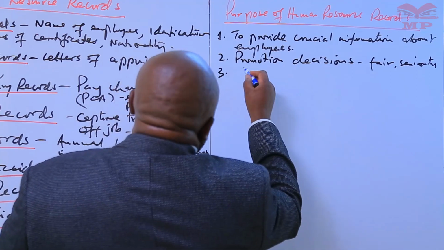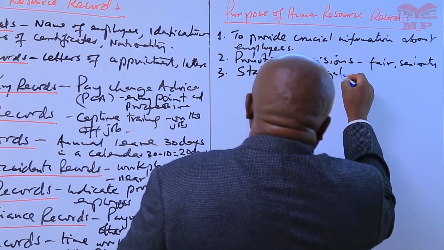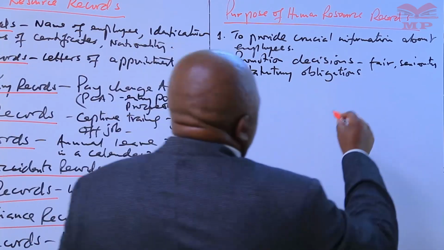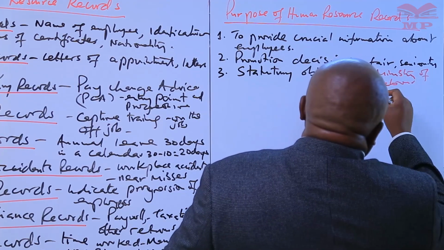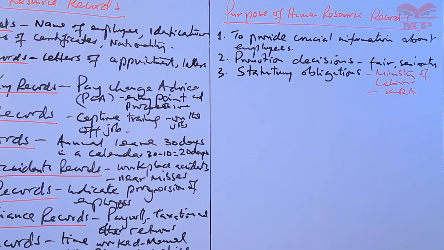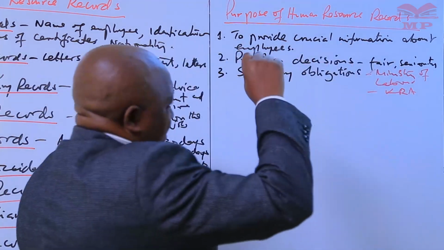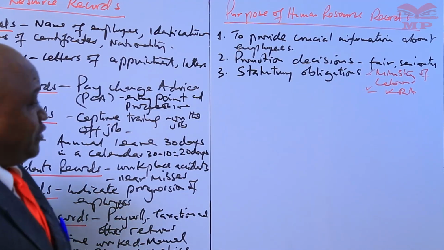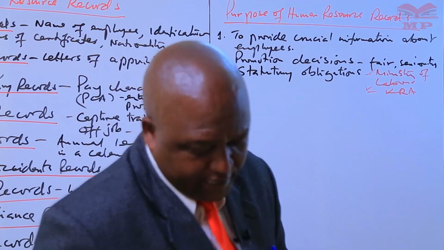Then we have also indicated statutory obligations. Now, as you will notice, you may have inspectors, maybe from Ministry of Labor, or Kenya Revenue Authority, for example. They may come to an organization and they want to know, now this organization that is employing workers, have they complied with the Ministry of Labor obligations, Kenya Revenue obligations on taxation? So for purposes of statutory obligations, it is important that these particular human resource records are maintained.